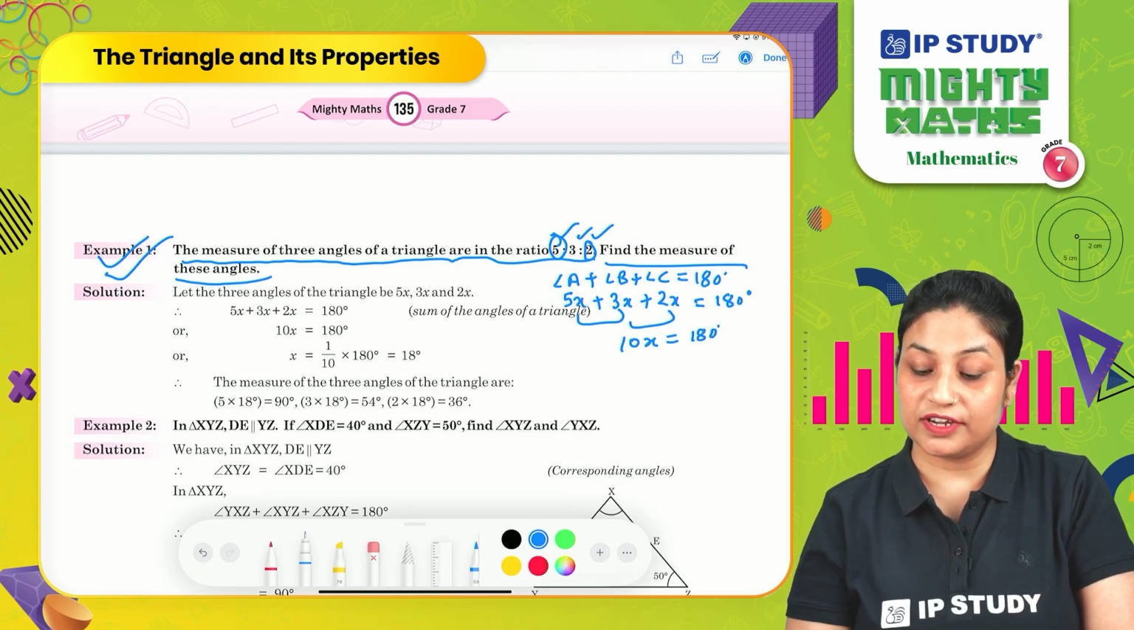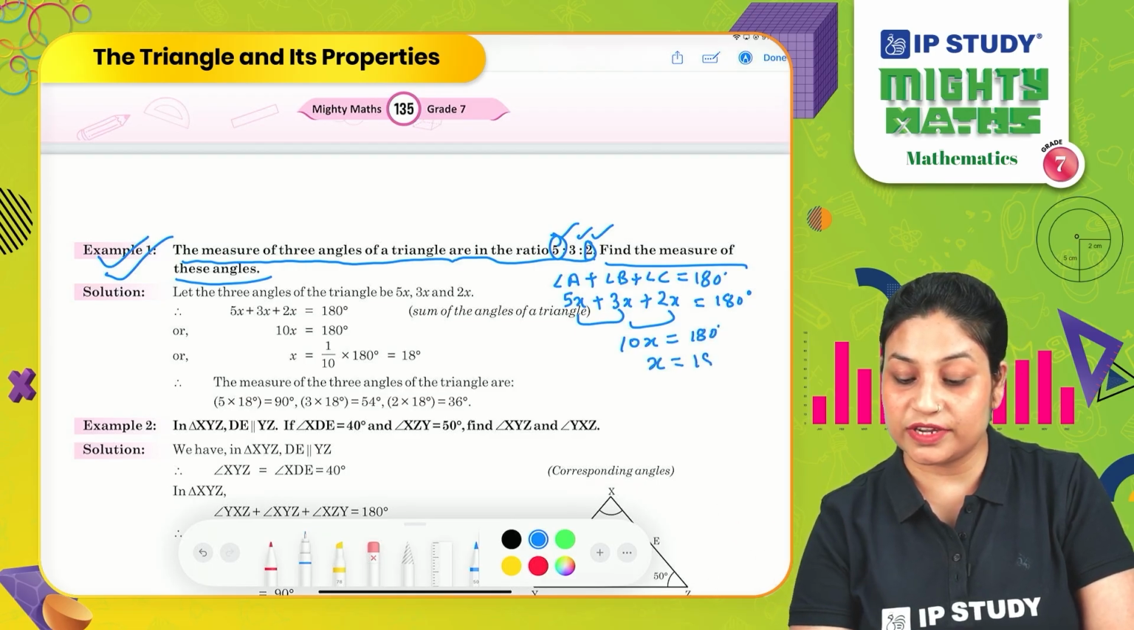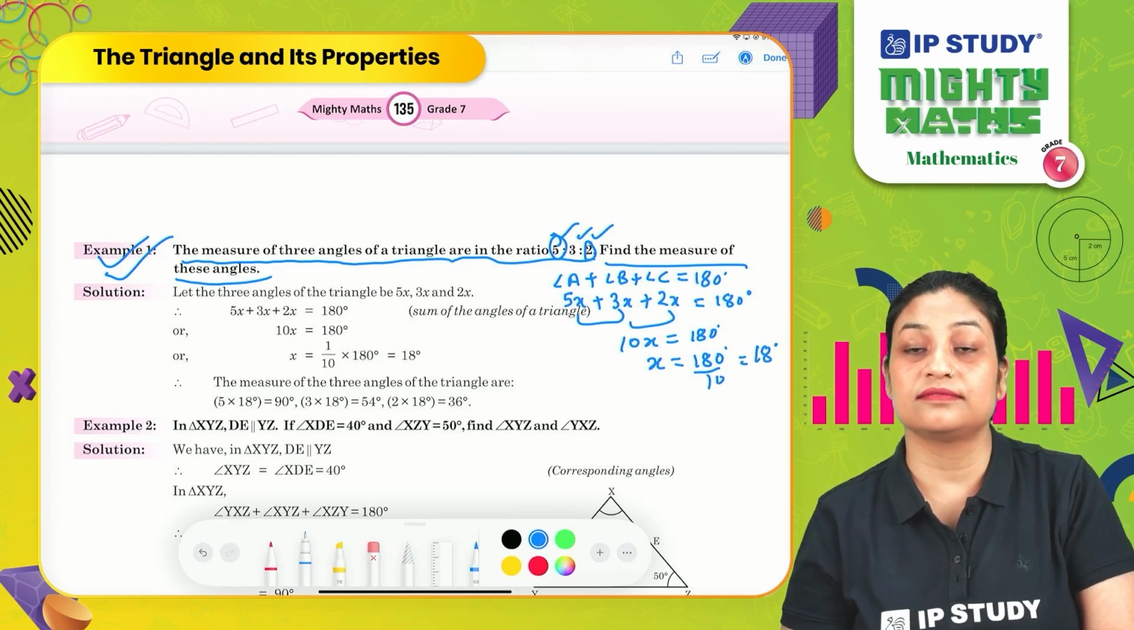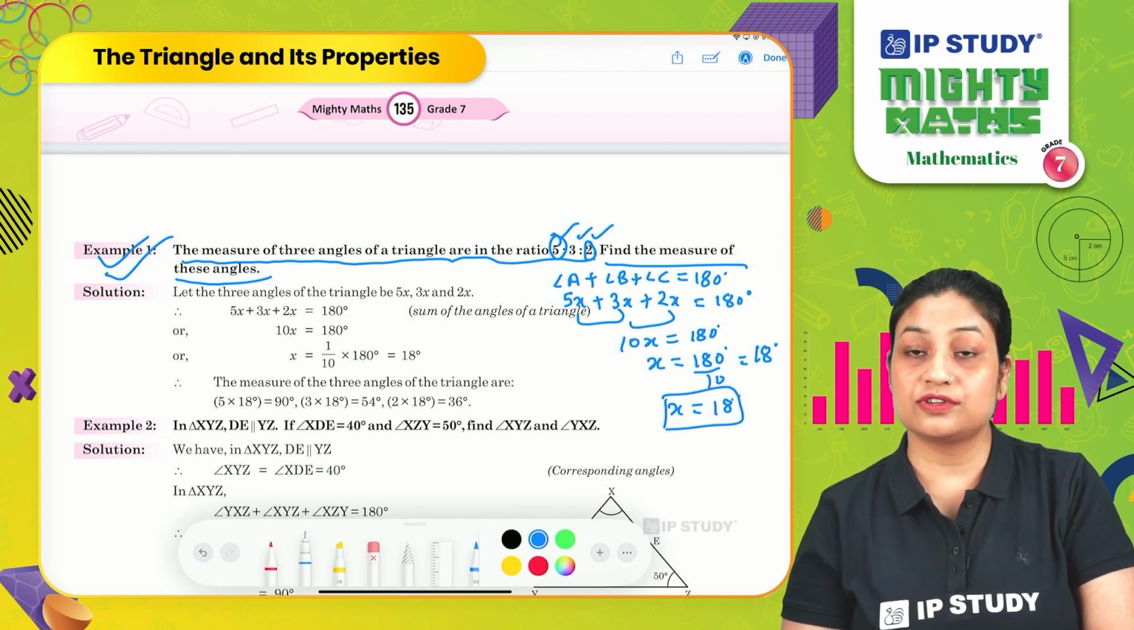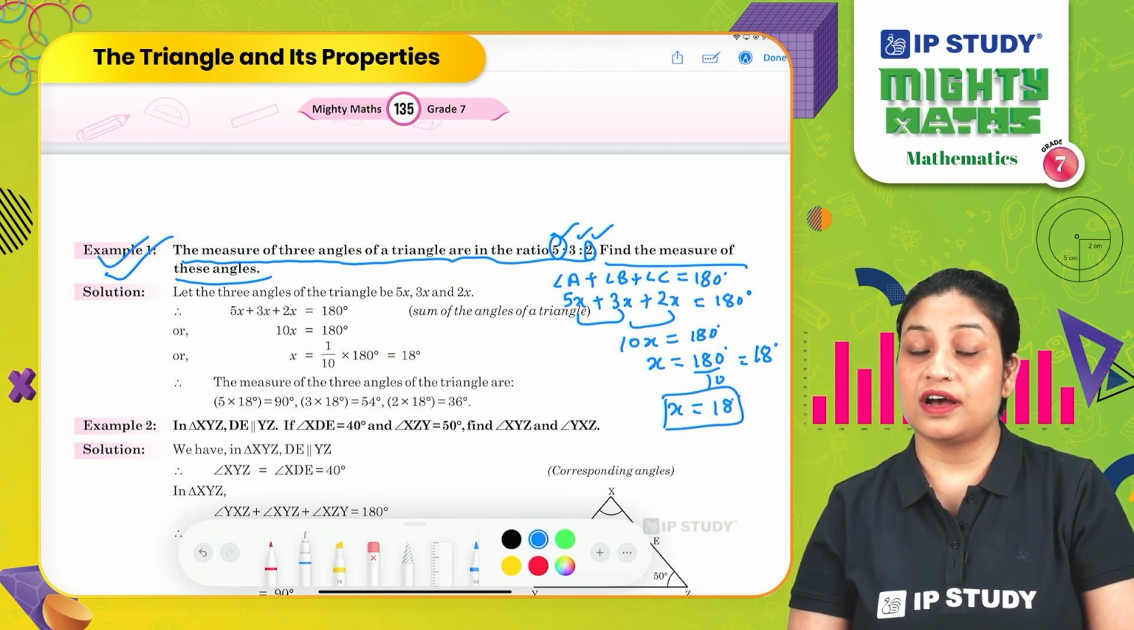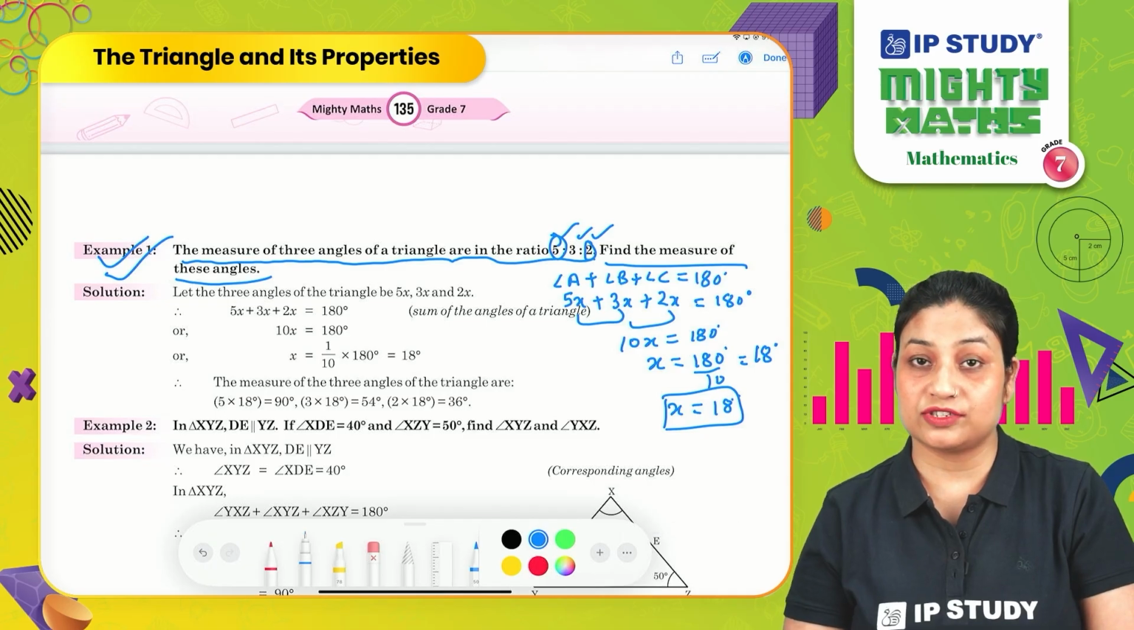When you solve it further, you will get the value of x, that is 180 by 10, 18 degrees. Right? So what is the value of x? x is 18 degrees, right? So students, what do I have to find out? I have to find out the values of the three angles of a triangle.